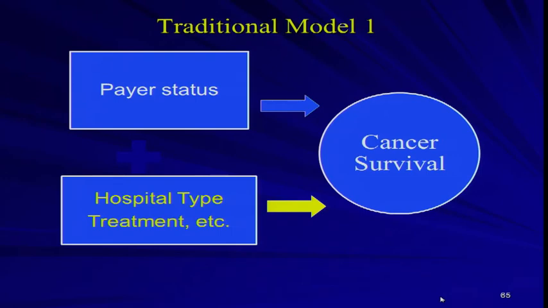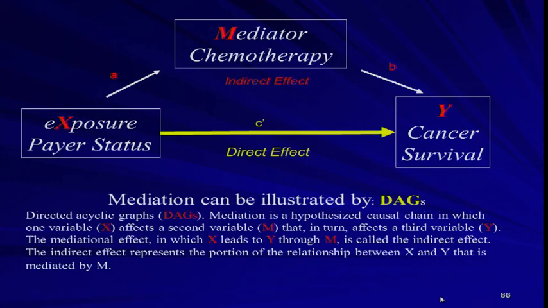So in this traditional model we are looking at how payer status, hospital type, treatment, stage, etc. affect survival. But there are also other models to investigate. You say the payer status affects survival maybe due to the chemotherapy. They receive adequate or non-adequate chemotherapy, and through the chemotherapy it affects their survival. We call this mediation analysis. But this is just a very simple model.